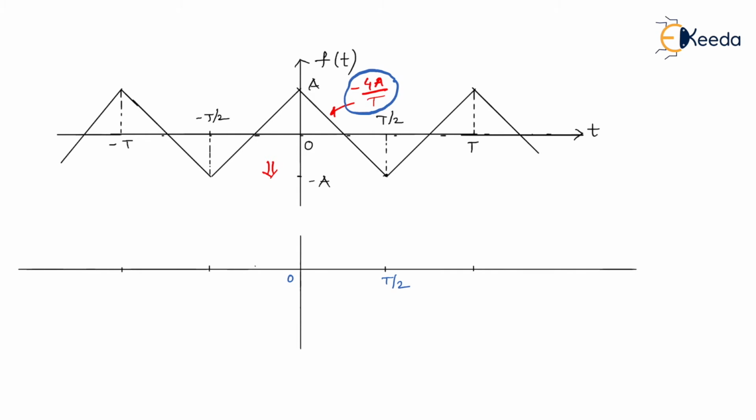From 0 to t by 2, I'll get a constant magnitude of minus 4a by t. And then from t by 2 to t, again we have a growing line with definitely the same slope magnitude, which is positive 4a by t. Then after taking the derivative between t by 2 to t, I'll get a constant value of 4a by t.